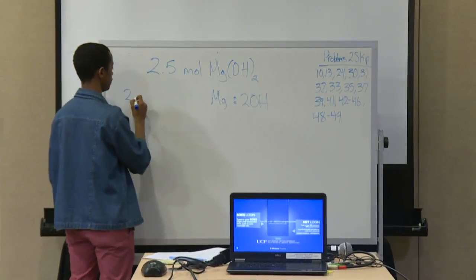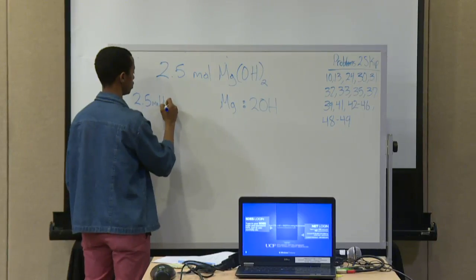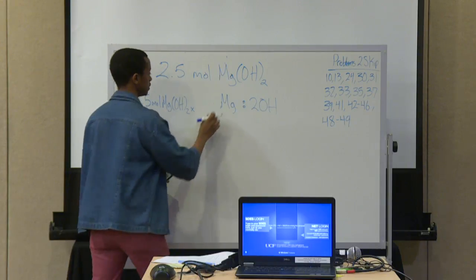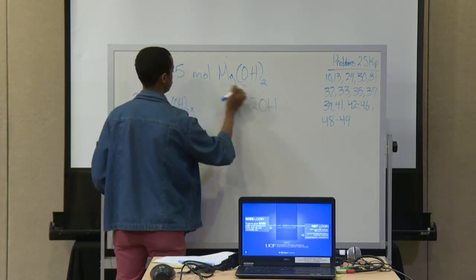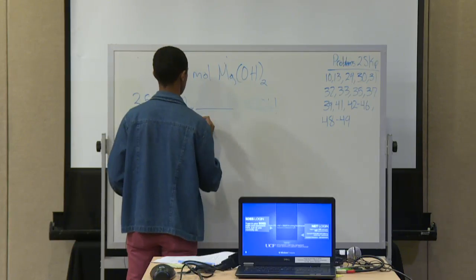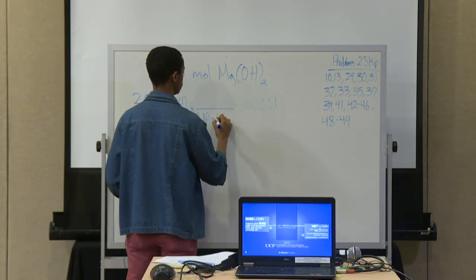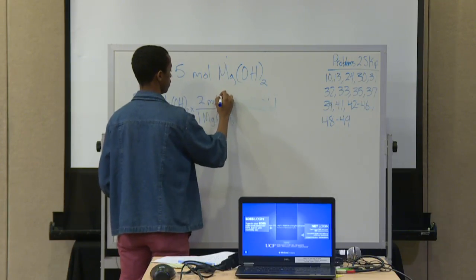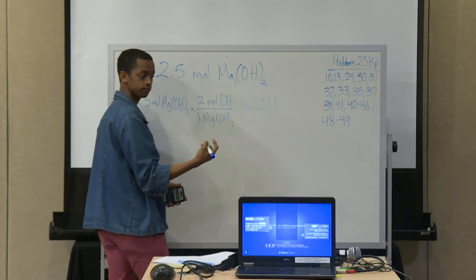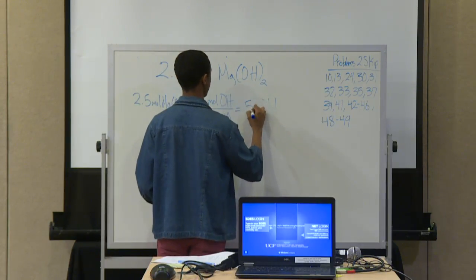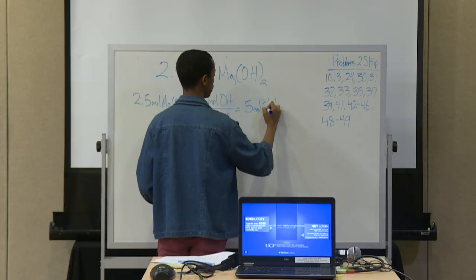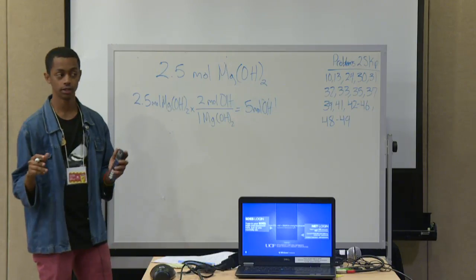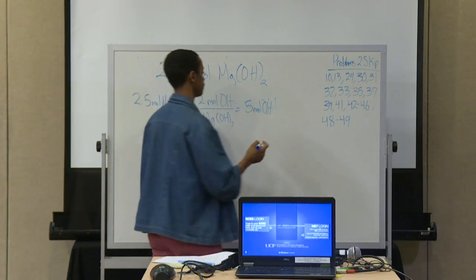So if I know 2.5 moles of Mg(OH)2, that means for every 1 mole of Mg(OH)2, I have 2 moles of OH. Does that make sense? Cool. So in total, I have 5 moles of OH. How do I go from moles to atoms? You guys remember this one? Avogadro's number, right?